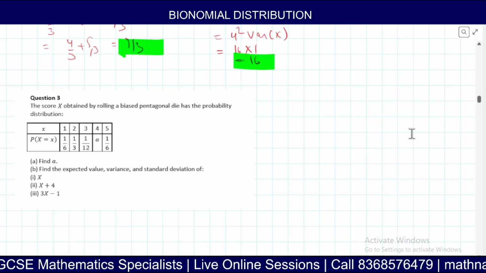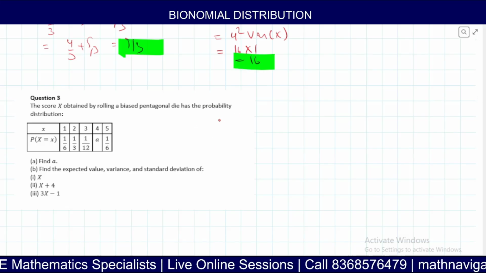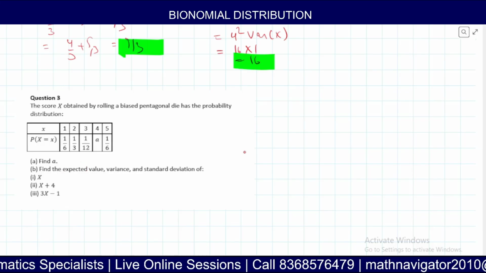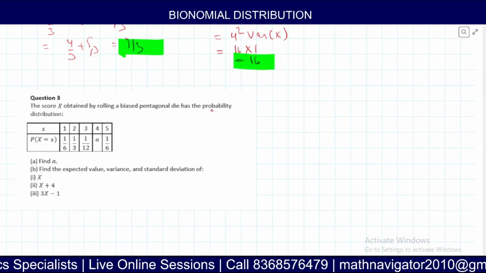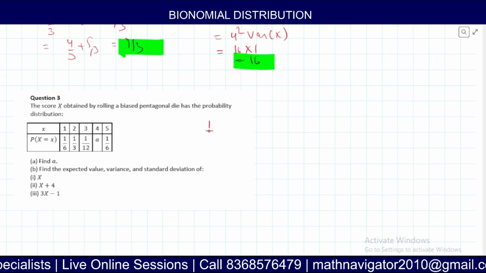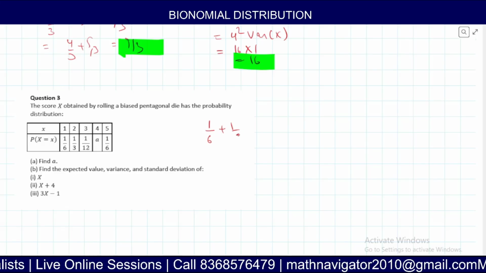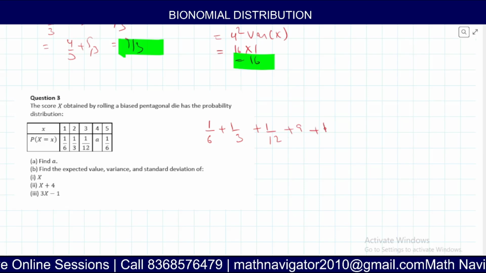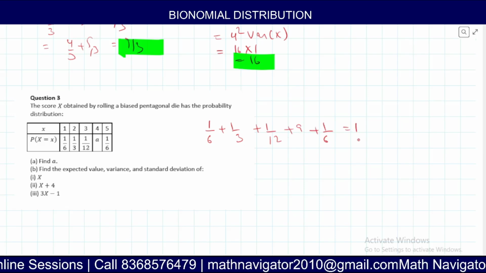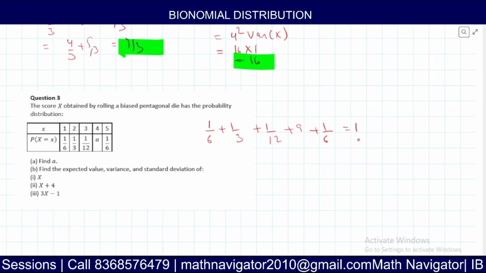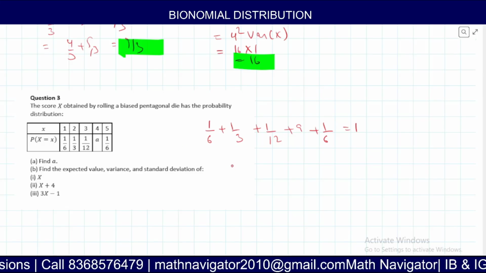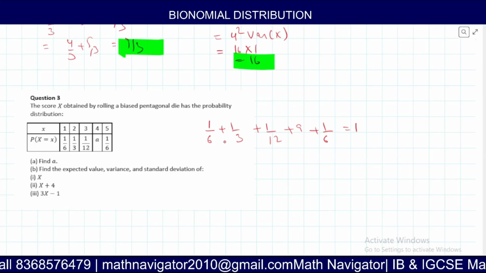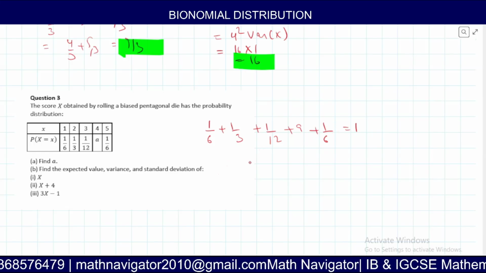Question. The score x obtained by rolling a biased pentagonal die has this probability distribution. Find A. We know that the sum of the probabilities is 1. So 1 over 6 plus 1 over 3 plus 1 over 12 plus A plus 1 over 6 is 1. So I'll multiply everything with 12. That will be the best.